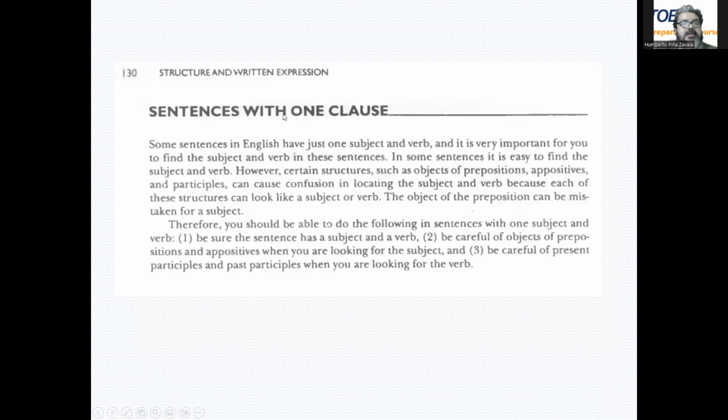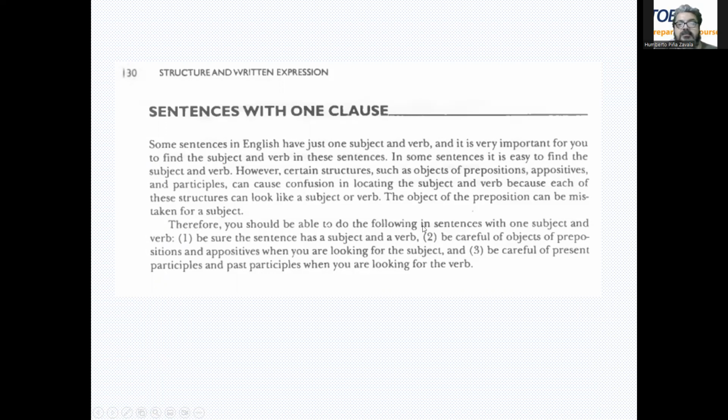Okay, let's start with sentences with one clause. Some sentences in English have just one subject and one verb. It is very important for you to find the subject and the verb in these sentences. In some sentences, it is easy to find the subject and the verb. However, certain structures such as objects of prepositions, appositives, and participles can cause confusion in locating the subject and the verb because each of these structures can look like the subject or the verb. The object of the preposition can be mistaken for a subject.